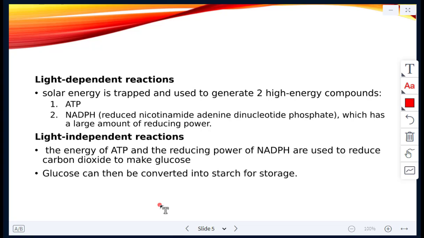The light-independent reactions, basically it takes the energy of ATP and the reducing power of NADPH, and then those are used to reduce carbon dioxide to make glucose. Glucose can then be converted into starch for storage. All right, so we still need the products from the light-dependent reactions to do the light-independent reactions.